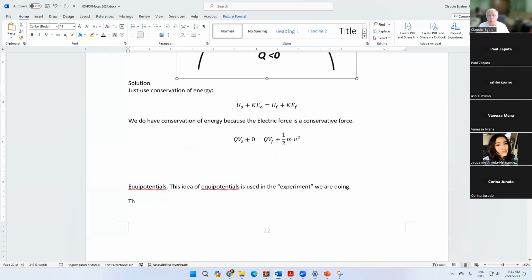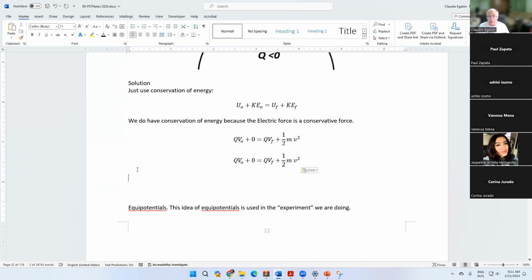Let's continue going here. Okay, next step. This zero disappears. This guy here becomes negative. We have an equal sign right here. I can put the Q in evidence.